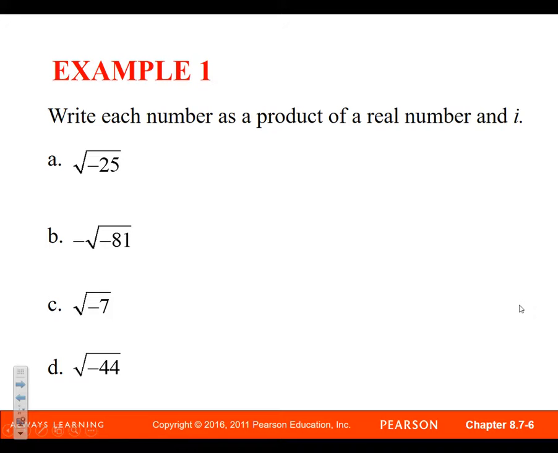This one, that's for sure. Is it 9i? Or negative 9.